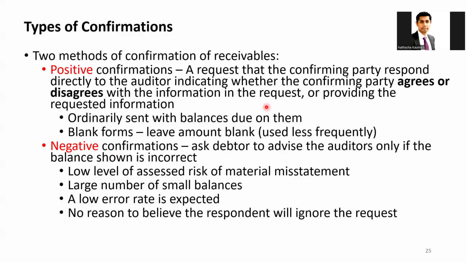So we ask ABC company to confirm whether they agree with that number or not. Basically, we are asking whether they agree or disagree with the information given in the confirmation request letter. Ordinarily, we mention that a balance of 1 million is there. Sometimes we might send blank forms as well. Blank form means we are not recording that 1 million number, because 1 million is as per our records. As per the debtor's records, the number can be different.